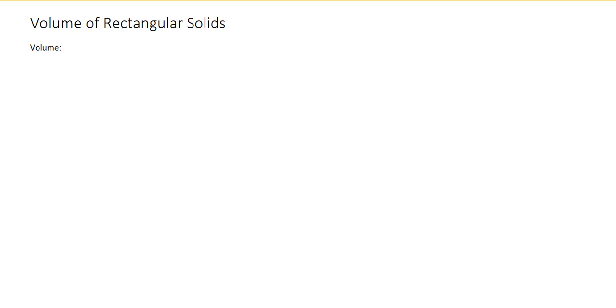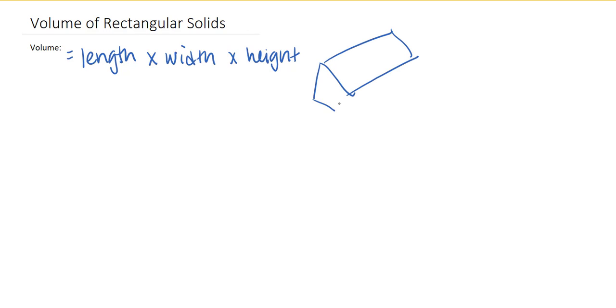Volume of rectangular solids. So volume here of rectangular solids is just, as we say, the length times the width times the height. So let's think about this. Right, so if we were to have this really bad rectangular solid drawn, we would say this is the width, this is the length, and right here is the height.